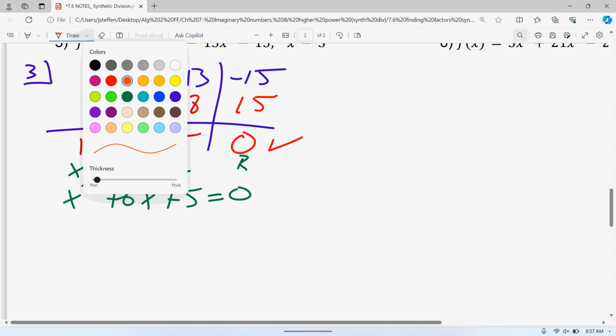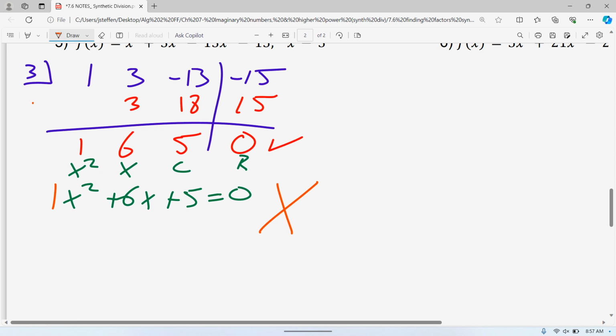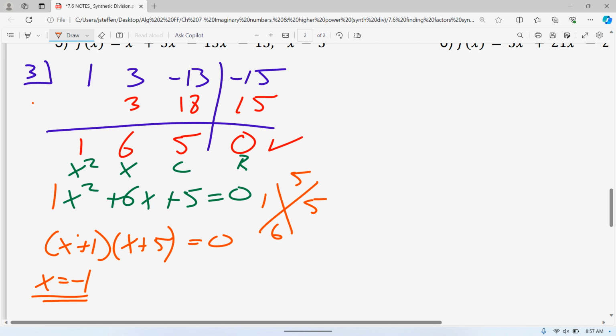Over here, x, I have 1 times 5 goes to the top, my 6 goes to the bottom. I need 2 numbers that multiply to be the top and add up to be the bottom. The only 2 numbers that multiply to be 5 are 1 and 5. Luckily, they add up to be 6, so we get x plus 1, x plus 5. And say, so what makes each one of those 0? We get -1 for this one, -5 for this one.